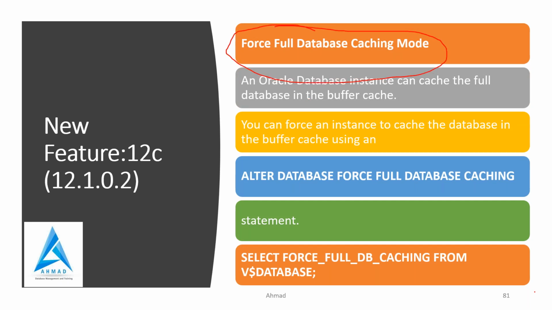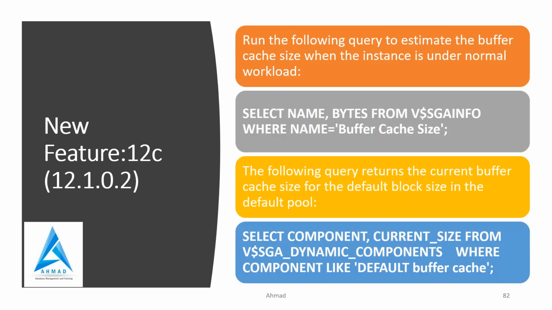You can cache your full database in your database buffer cache, but for that you require too much memory. So how will you do that? You can do that with the command ALTER DATABASE FORCE FULL DATABASE CACHING. From V$DATABASE you can get the value of FORCE_FULL_DB_CACHING. First you need to estimate the buffer cache size, and if your buffer cache is enough to hold the whole database in cache, then you can do this, otherwise don't do this.